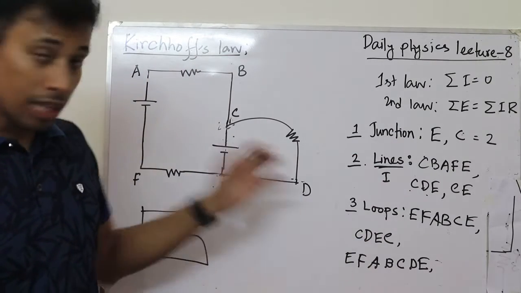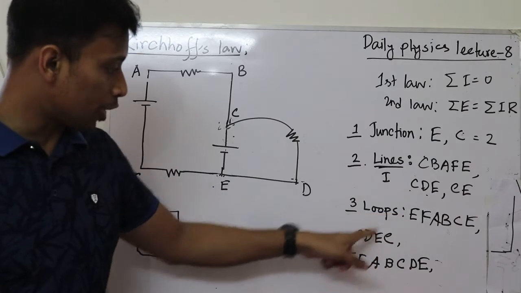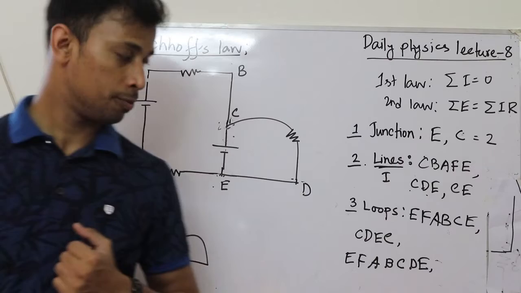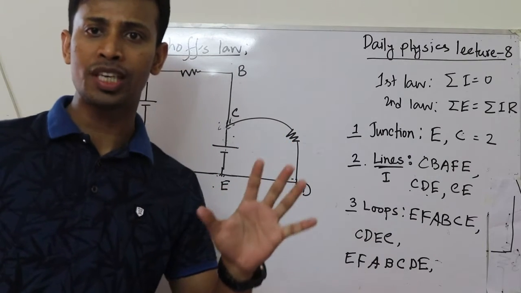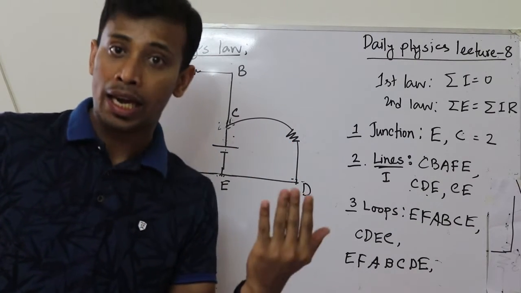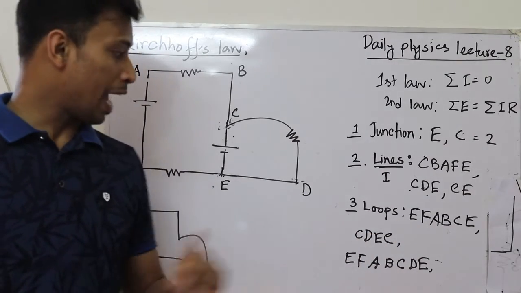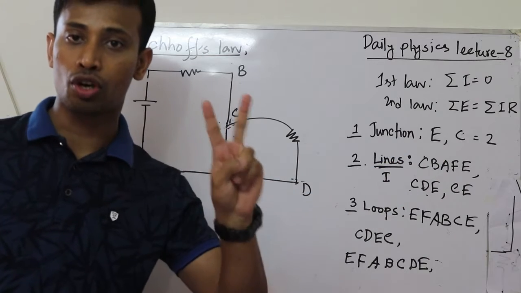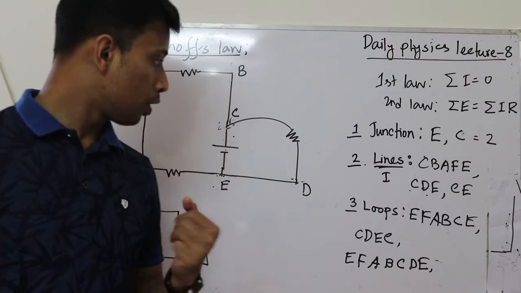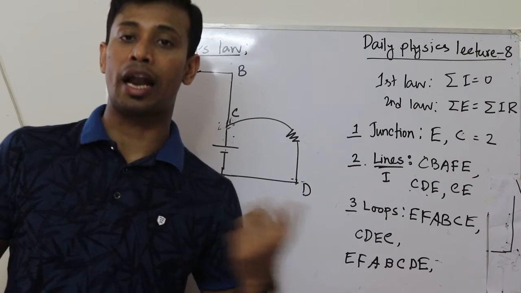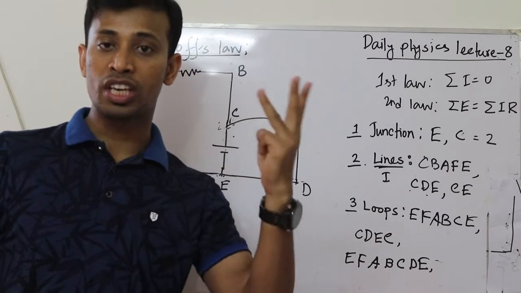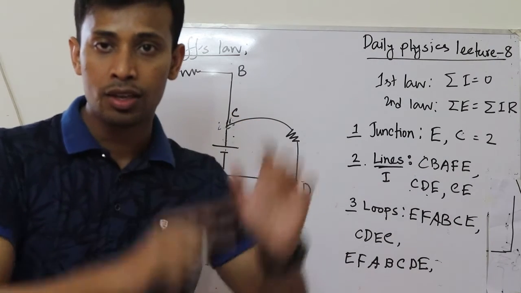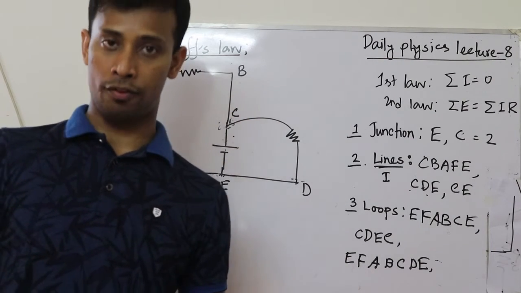Here, as this circuit contains 3 loops, 1, 2, 3, we can use this loop law up to 3 times. How many times we use it is up to us, but we can use it up to 3 times, as we have 3 loops. We have 2 junctions, so we can use the junction law 2 times. And what about lines? Lines indicate the current flow. If we have 3 lines, it means 3 currents. If we have 1 line, it means 1 current. If we have, suppose, 6 lines, that means we have 6 currents.